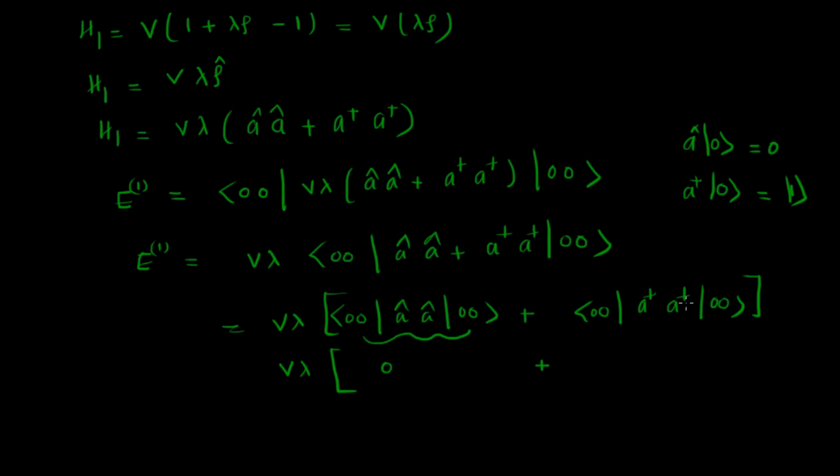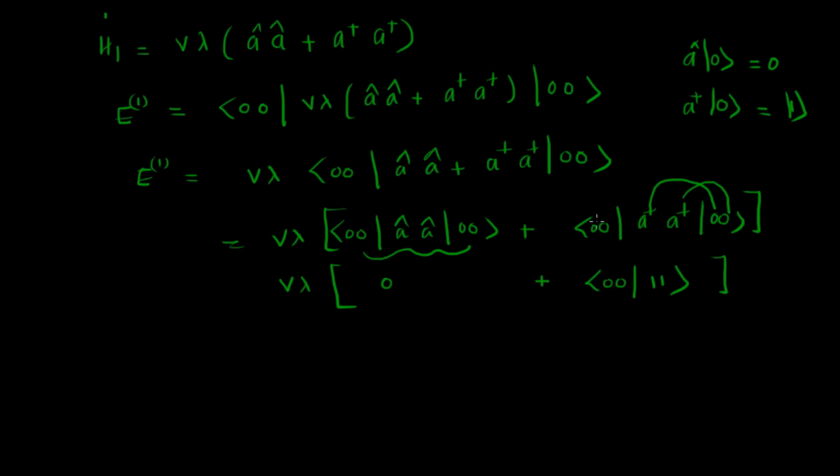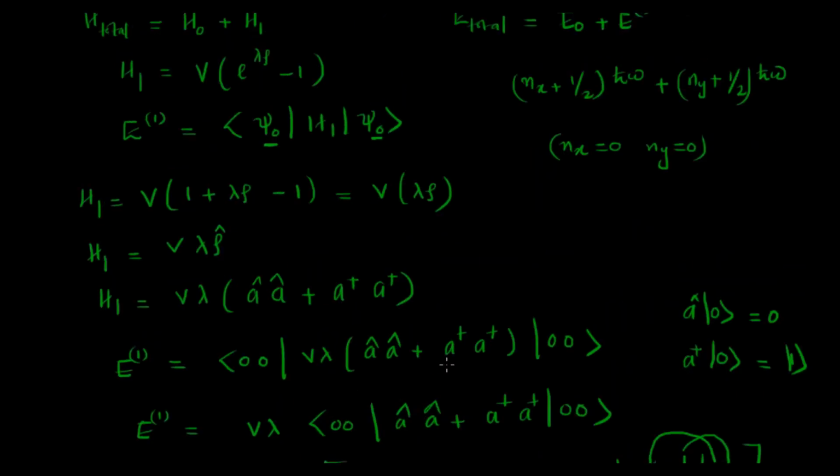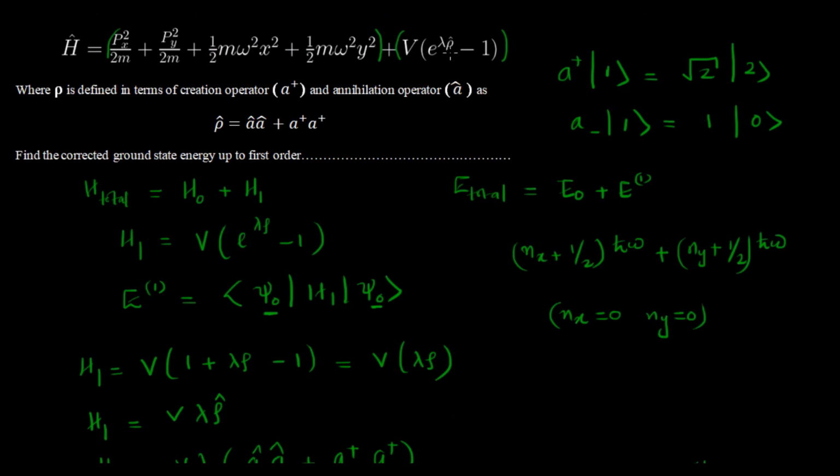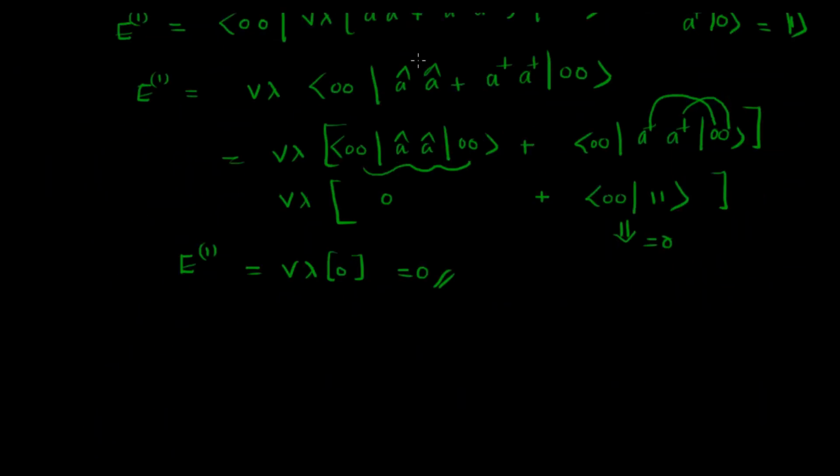The a plus acting on the first state gives the next state, so 0 0 acted on gives 1 1 or similar raised states, and we know these are orthogonal states, so this term is also equal to 0. So E1 is V lambda times 0, which is equal to 0. So the first order correction for this particular Hamiltonian is 0.